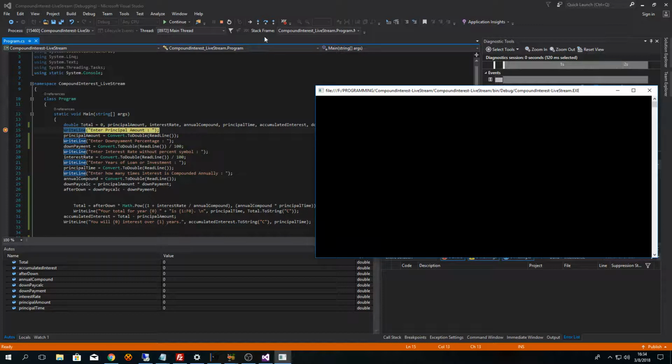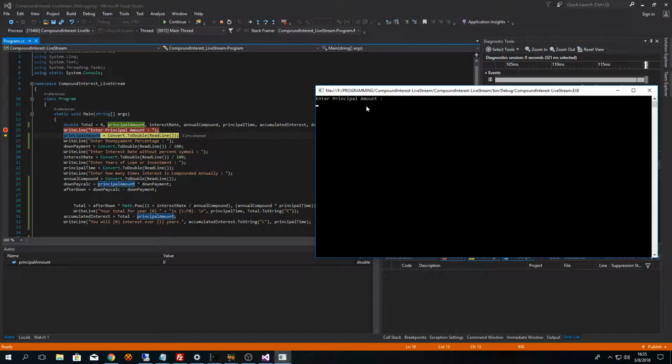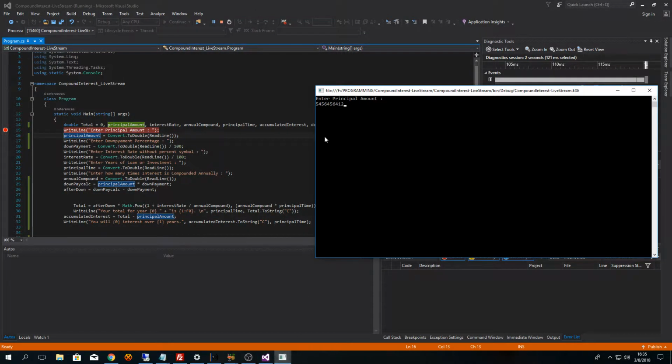So for example, we'll step into this right here. And that's what happens in the program. It shows you to enter the principal amount. Notice how if I type, it doesn't do anything. But as soon as I hit this, the characters that I typed in popped up. We don't want that. Our principal amount is going to be $650,000.